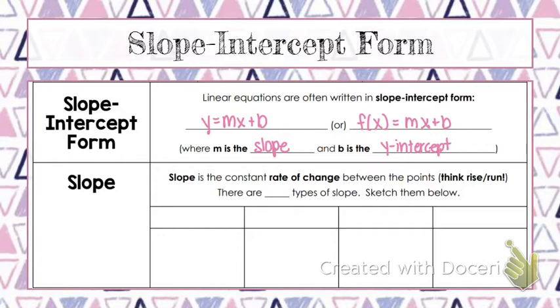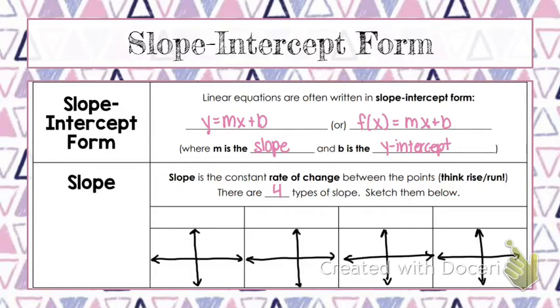All right, slope is the constant rate of change between the points. Think rise over run. This is something you need to get stuck in your head when you think about slope. Rise over run, rise over run, rise over run. Okay, there are how many types of slope? Well, there are 4 boxes, so I'm just going to take a wild guess and say that there are 4 types of slope. And if you guessed that too, then you are correct.